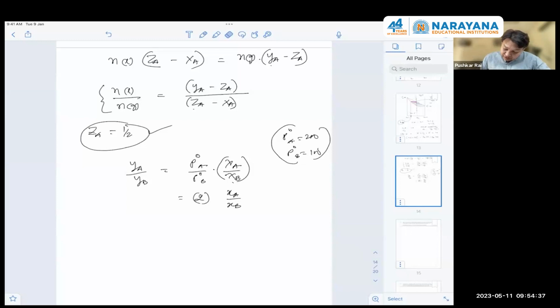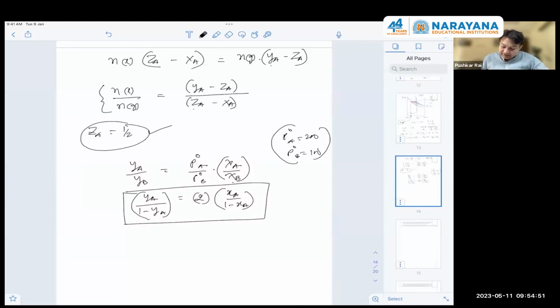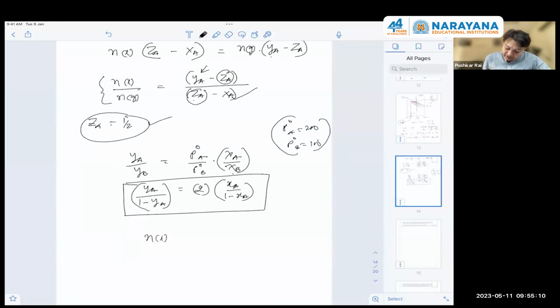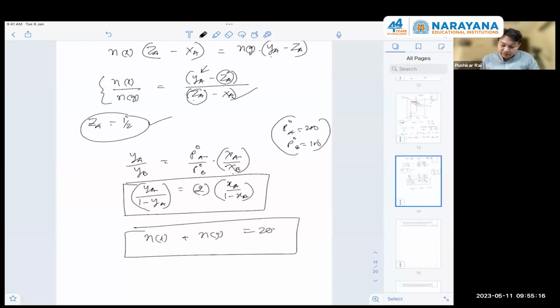And interestingly, we can also write 1 upon XA, that is equal to YA, and I can also write here 1 minus YA. Point is that we have two variables, XA and YA, and they're related. You already know what is ZA. If you know only XA, you also know YA. So these kinds of problems are there. If you have taken total liquid N liquid plus N gas equal to 20 in a container, so this problem is a series of problems.